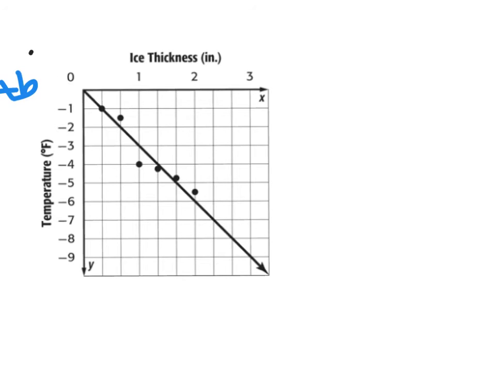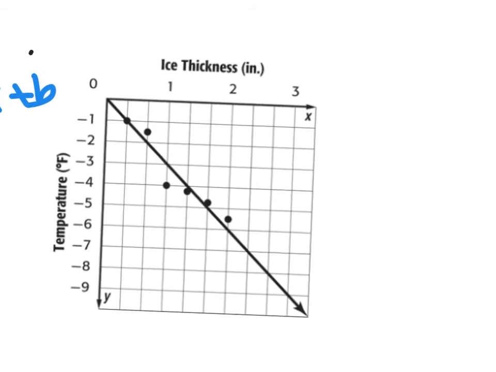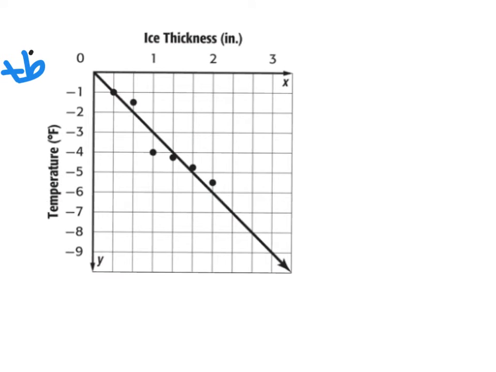Now, the first thing I want to figure out by looking at my graph is where do I begin? So I begin at 0, 0. So my temperature is at 0 degrees. That's where I begin, 0 degrees.